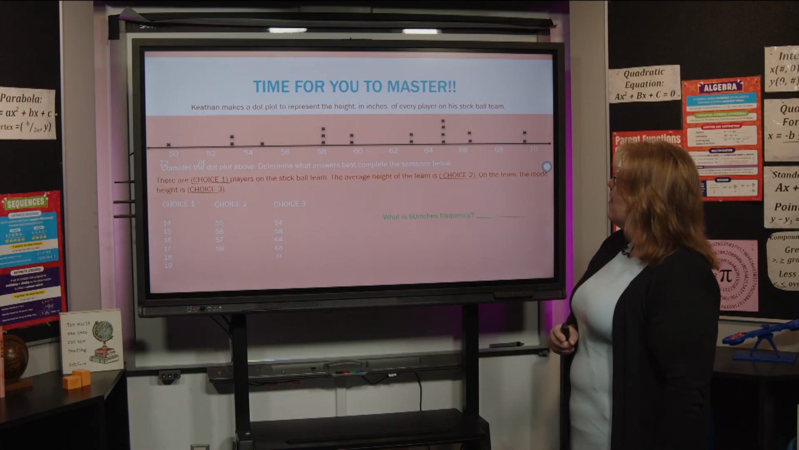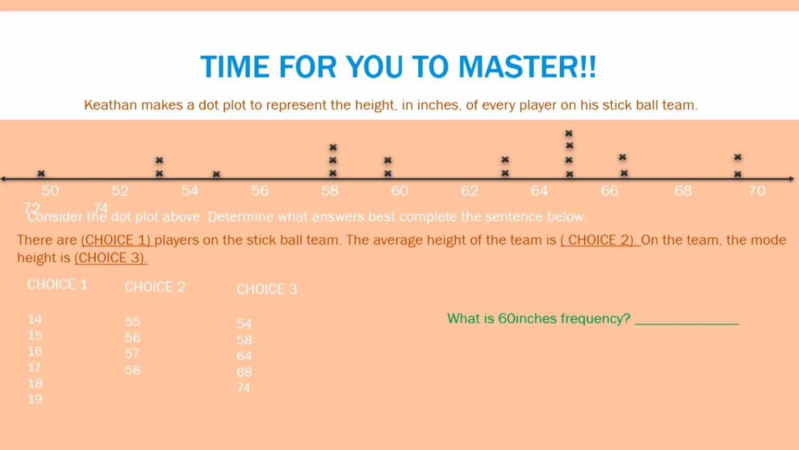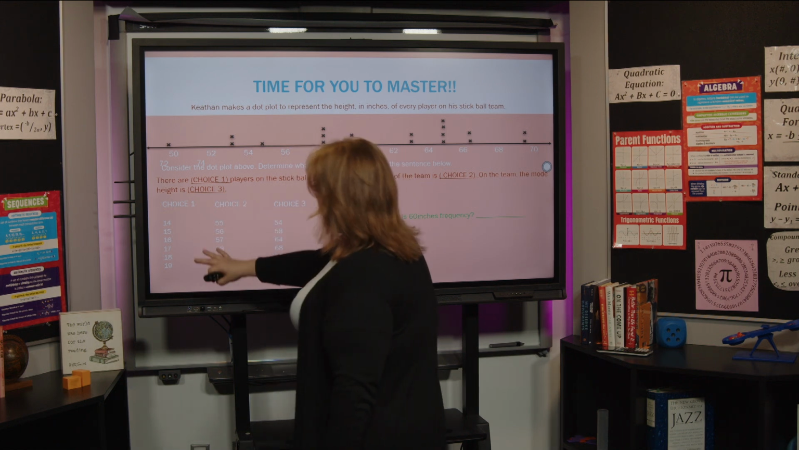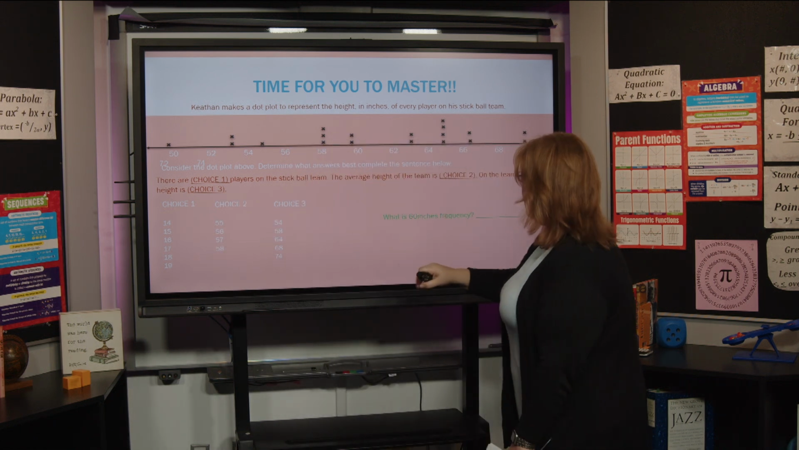All right, so now it's time for you to show some mastery. Keithan makes a dot plot to represent the height in inches of every player on his stickball team. And here is the information. Consider the dot plot above. Determine what answers best complete the sentence below. So I've got choice 1, choice 2, and choice 3. And then here are the possible answers for those choices.